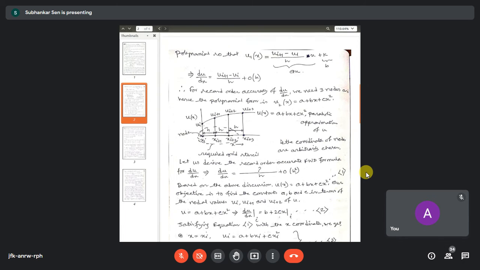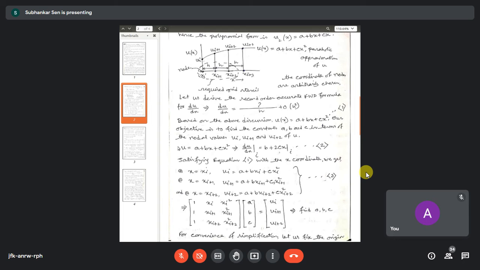Now, all these points xi plus 1 and xi plus 2 are giving you the values ui plus 1 and ui plus 2. So this is a point on this curve. The coordinate of this point is xi comma ui. Here the point coordinate is xi plus 1, ui plus 1, and so on. So we satisfy this equation with these coordinates, and then we can generate three coupled equations. Those equations we can solve.